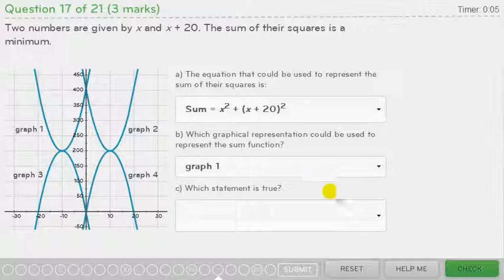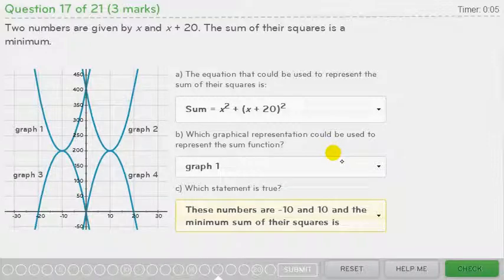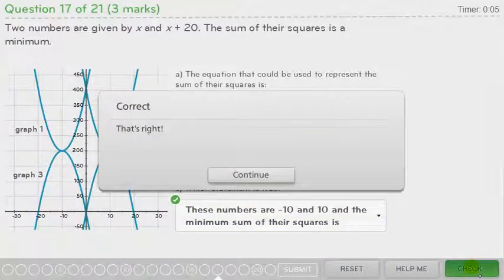Finally, we need to answer C. Which statement is true? Well, we determined that we have two numbers, the numbers being negative 10 and 10, and we know that the minimum value of the sum of the squares is 200. So we've answered our three questions. Let's check our solutions, and we are correct.